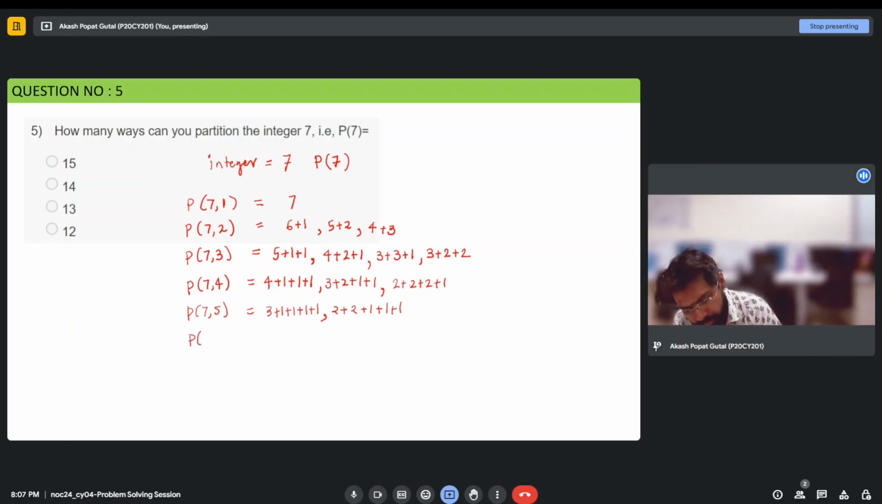Let's try for 7 and 6. Let's try 2 plus 1 plus 1 plus 1 plus 1 plus 1, 1, 2, 3, 4, 5, 6, and 7. And is there anything possible other than this? I think it's not.